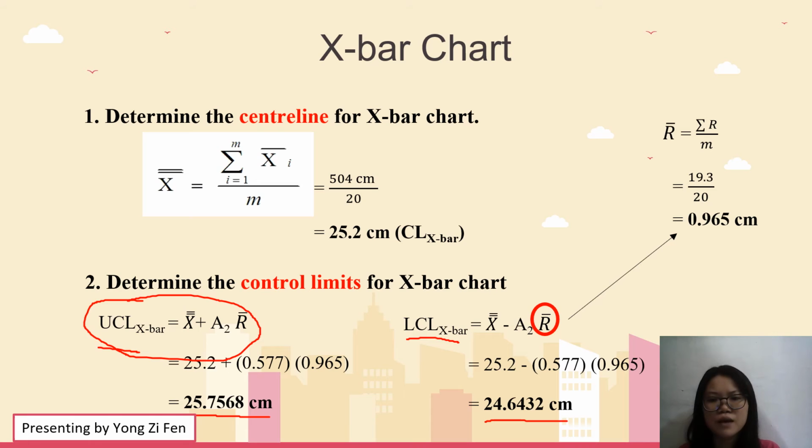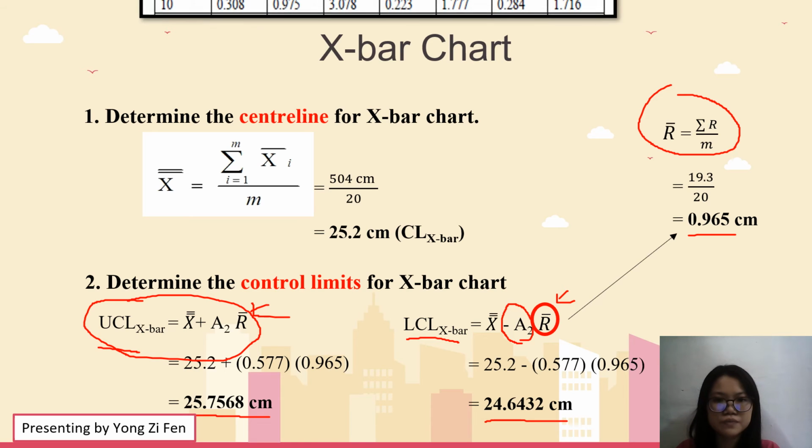24.6432 cm. Well, how do we calculate the R bar? By using this formula, which equals the summation of R divided by m, and then we will get 0.965 cm, and then we substitute it in here, and also in the upper control limit. Well, the A2 is based on the table constant, and I will show you now.